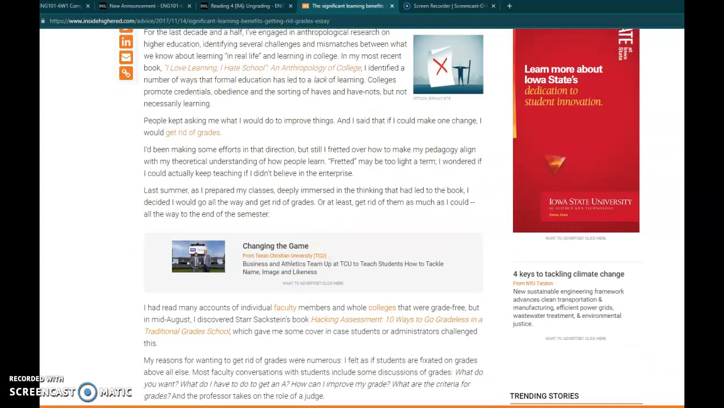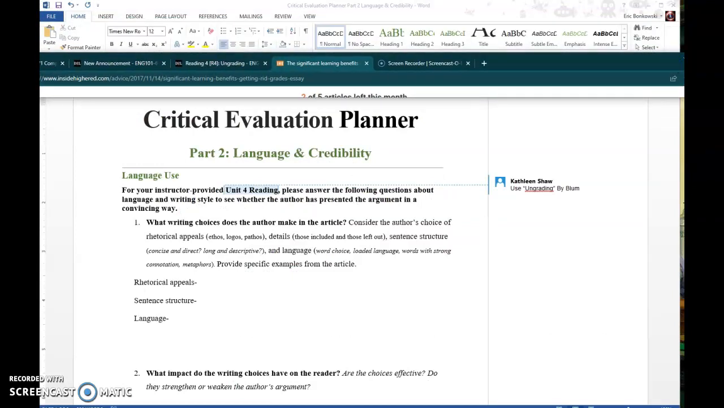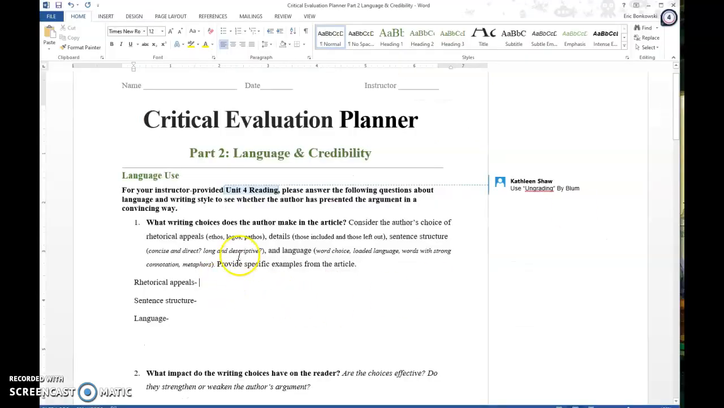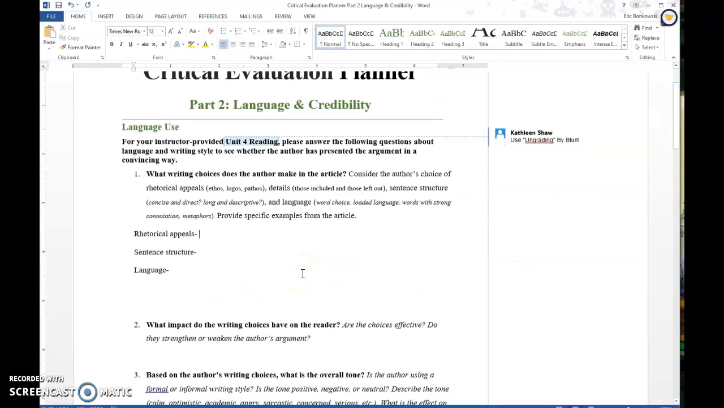And when I'm looking to identify things about the language, I'm looking basically in this section, this whole section about language. I'm trying to figure out if the way that the author words her argument impacts the message. So I'm going to try and think about rhetorical appeals, and I'm going to look for examples. So I'm going to say there's lots of ethos.